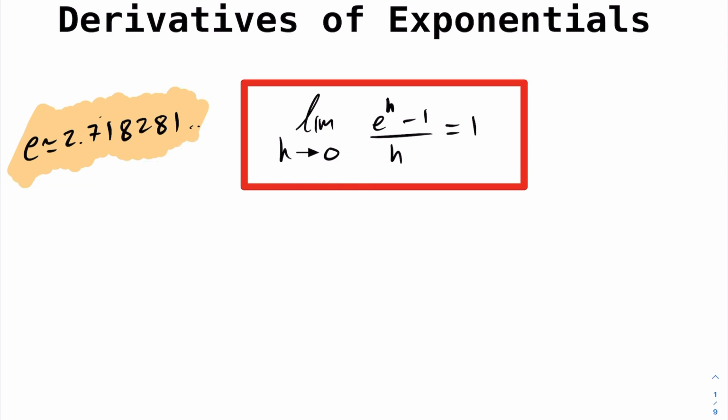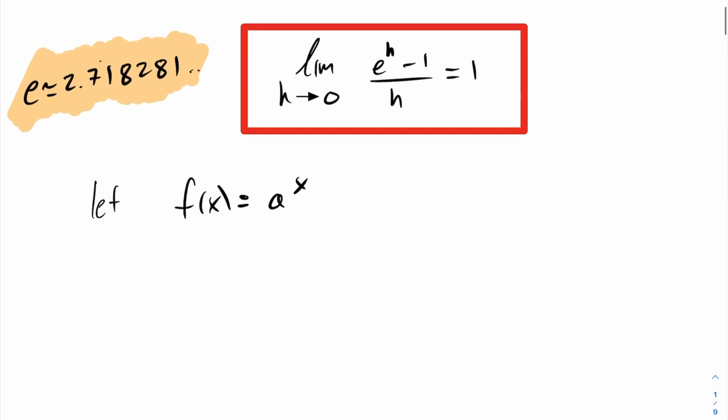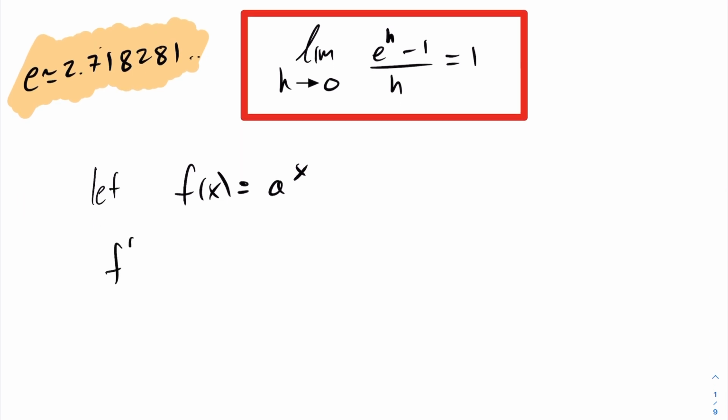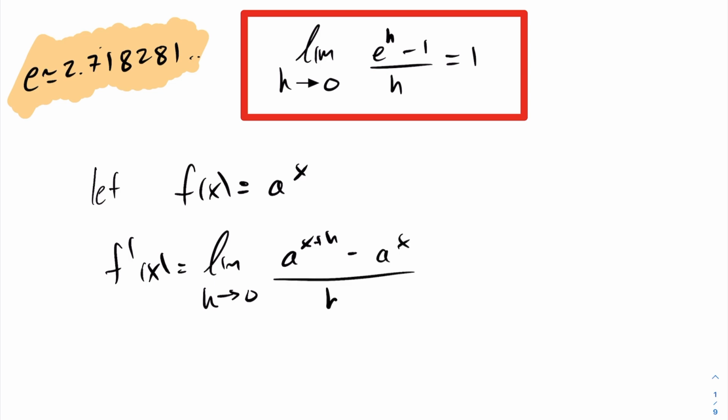There became a need to find the derivative of an exponential function. So let's define an exponential function as a to the x. By definition, the derivative f prime at x is the limit as h goes to 0 of a to the x plus h minus a to the x over h. Well, doing a little bit of algebra here, we can factor out that a to the x, and we'll be left with a to the h minus 1 over h.